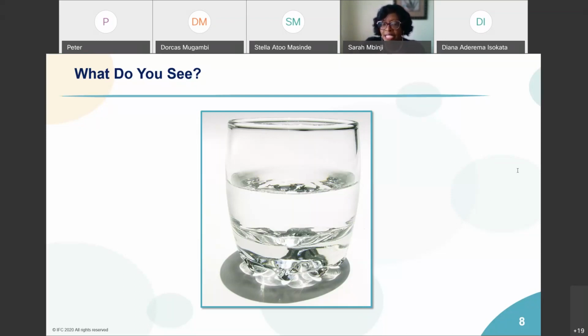But I think the challenge here for all of us is to try and see how we can fill that glass. I see a glass half filled.